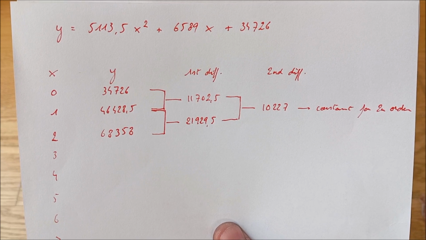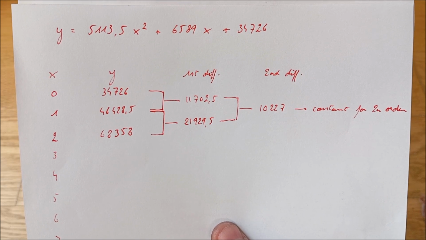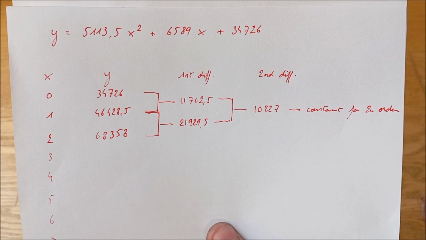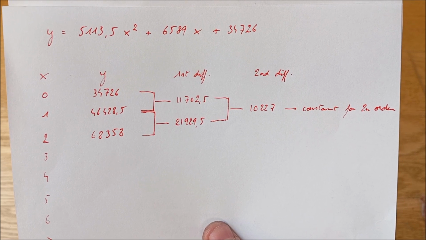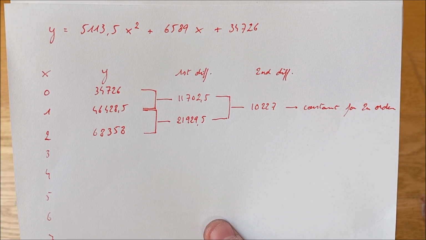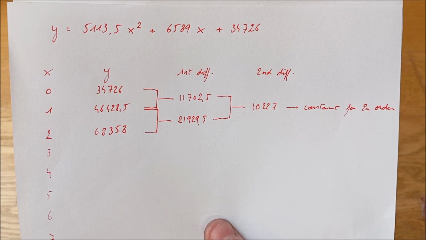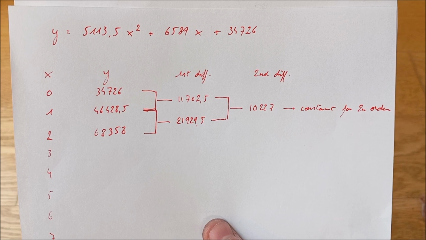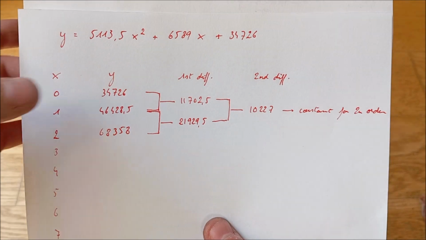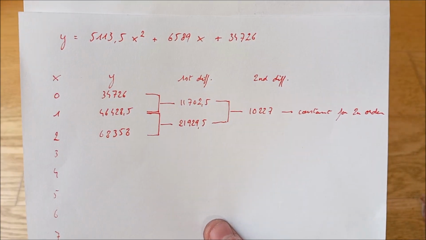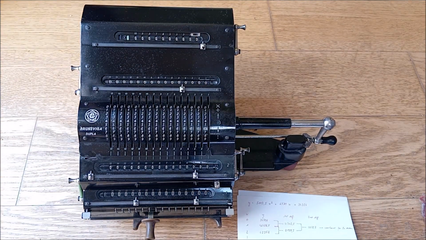Depending on the number of orders in your machine, you can also do third order, fourth order, fifth order polynomials. But in this case, we will use the Brunsviga Dupla as a two-stage difference engine to project a second order function without having to do hard or difficult calculations. The way to do this is to set the first number, 34,726, into the machine first.